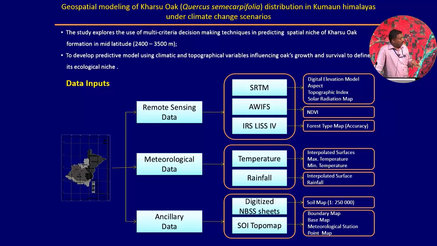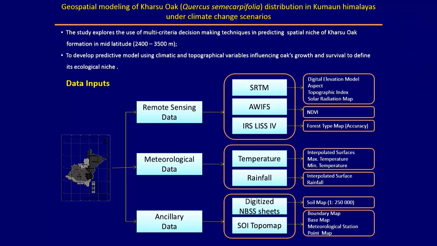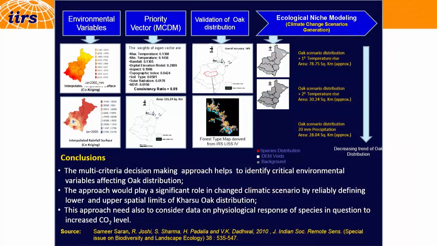in this Kumaon region, we have mapped all the oak species by making use of remote sensing data. And after that, we have used the meteorological data, the temperature and rainfall for the last 30-40 years. And we derived the proper monthly average data from there. And after that, we have used the soil map as well as the topo map. All that data was used, and then from there we have derived the climate change scenario.